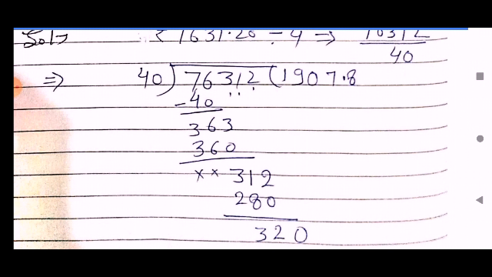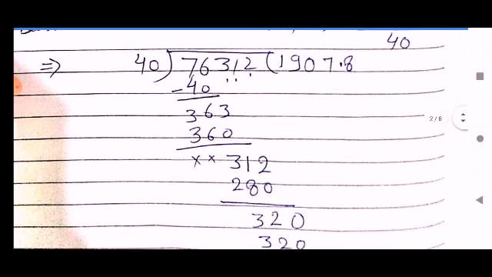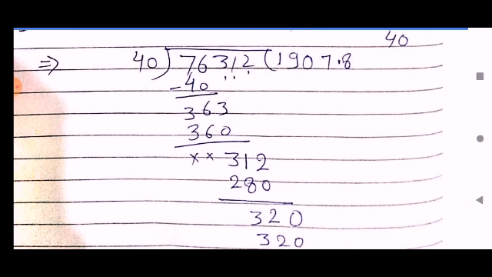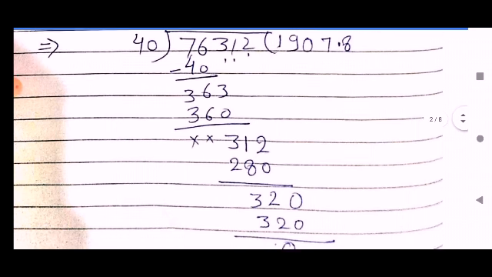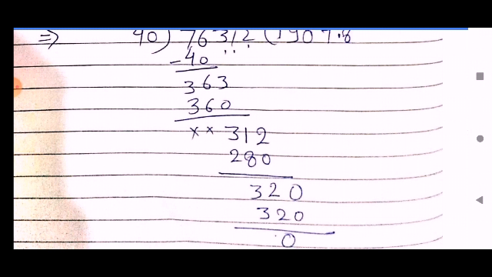So we write 0 in the quotient and take another digit, that is 2, so we have 312. Now we again read the table of 40 and find the answer less than 312. On reading the table, we get 40 into 7, 40 7s are 280. On subtracting 312 minus 280 we get 32.